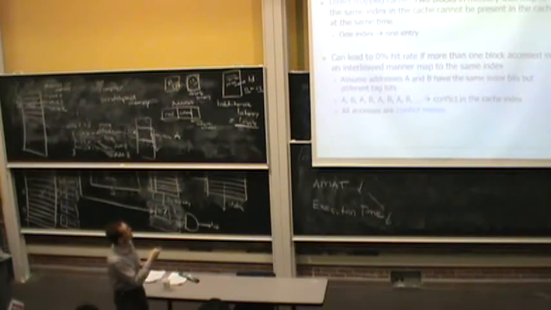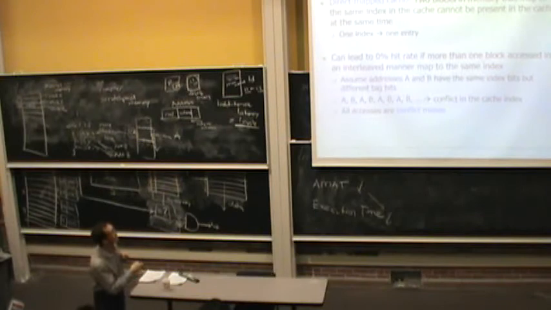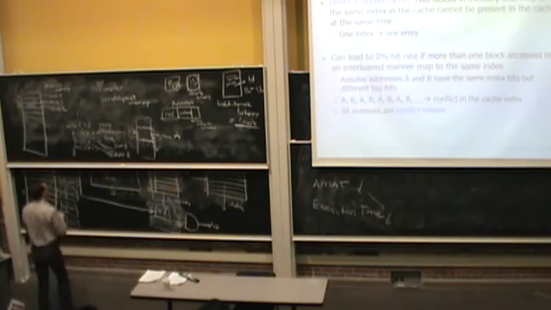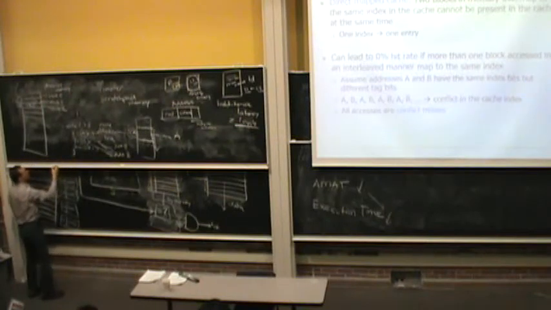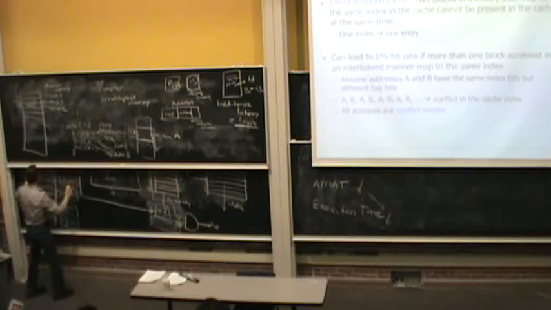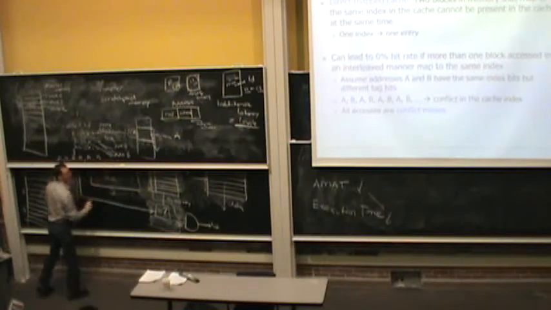So that's the problem with a direct map cache, because you have one index that can store one entry, and this is the example that I showed you here. This can lead to 0% hit rate if more than one block is accessed in an interleaved manner, and this is what's happening here, right? If you look at the access pattern here, at least to cache index 0, you get A, B, A, B, A, B, dot.